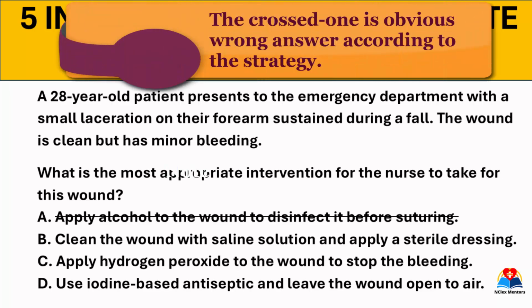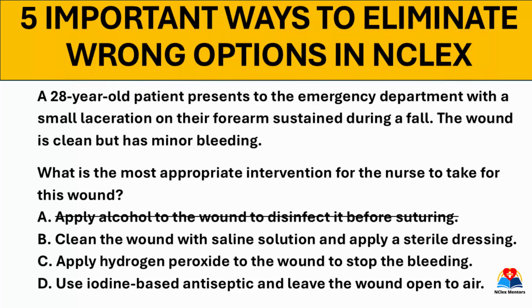The correct option is option: clean the wound with saline solution and apply a sterile dressing. Apply alcohol to the wound to disinfect it before suturing. This is not correct. Alcohol is an outdated practice for wound care. It can damage tissue and delay healing. Current guidelines recommend using sterile saline to clean wounds before closure.